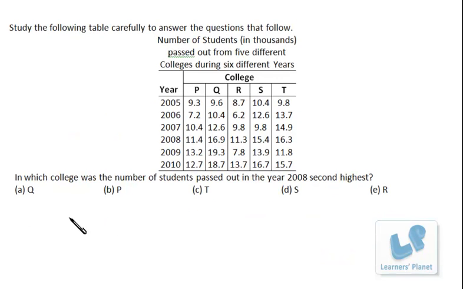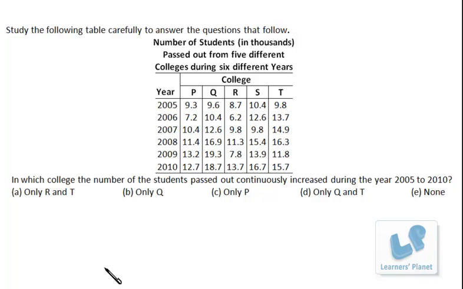In which college was the number of students passed out in the year 2008 second highest? It's quite a simple problem. Just you have to observe the numbers, right? So in 2008, these are the data. The highest data is 16.9 and the second highest is 16.3. That is of college D. So that would be the correct choice, right?